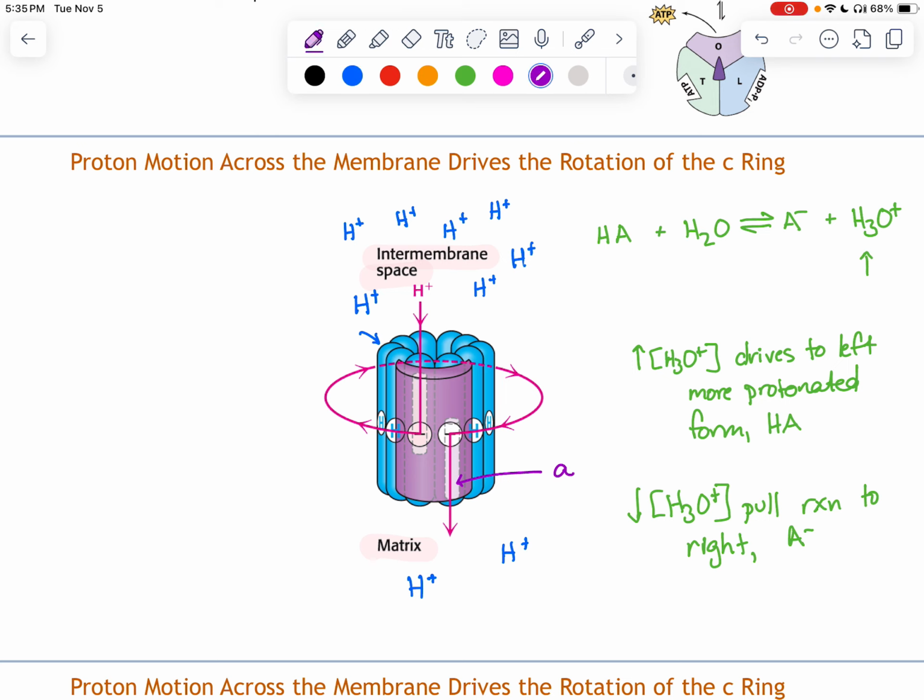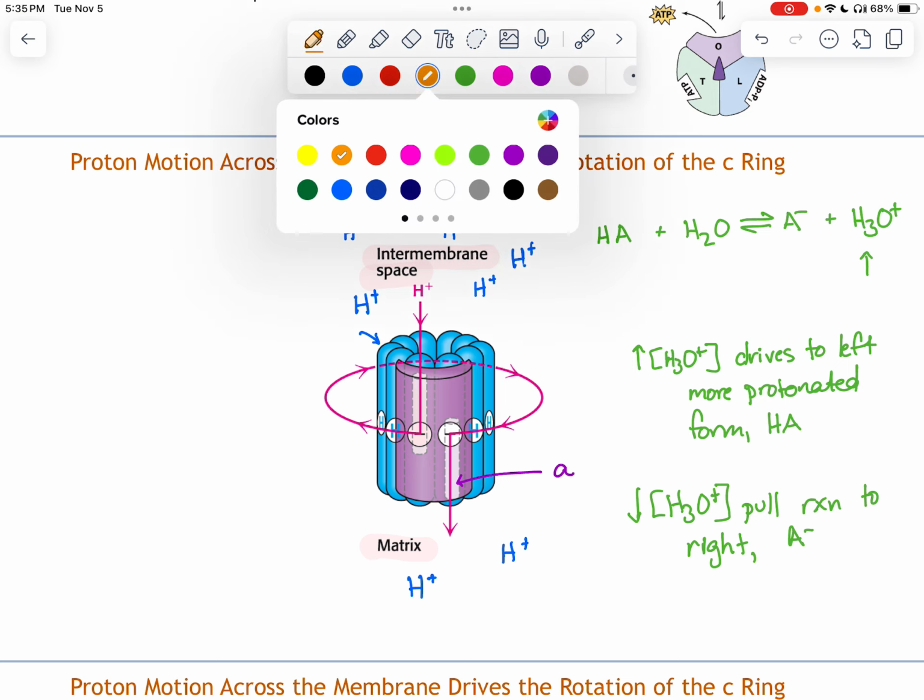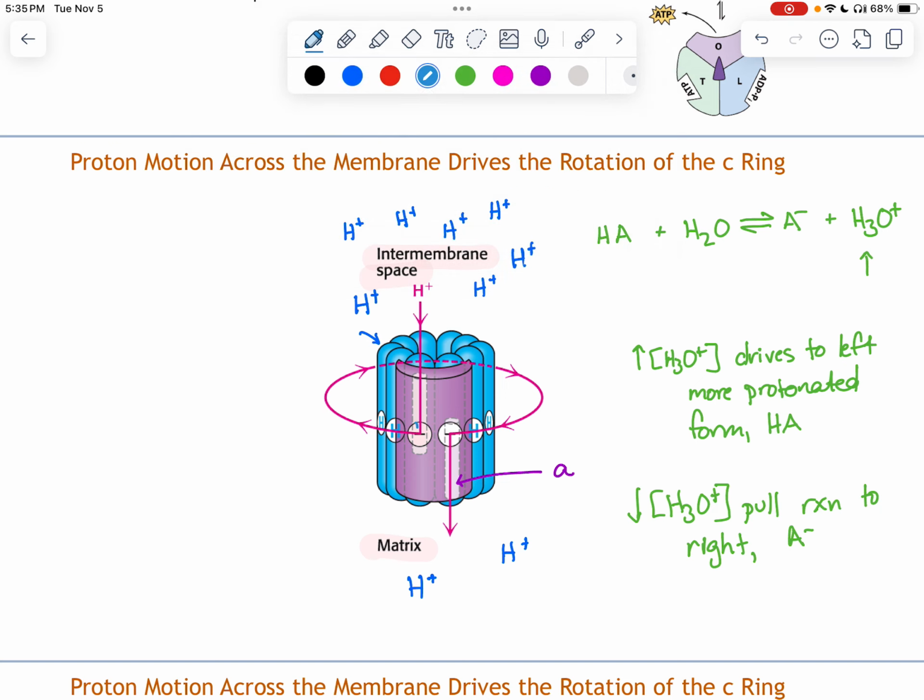let me use a different color. I wanted a bright blue, this will work. On those C subunits, right around this middle area, we have either an aspartate or a glutamate residue. Not in the A piece, but on each of these.